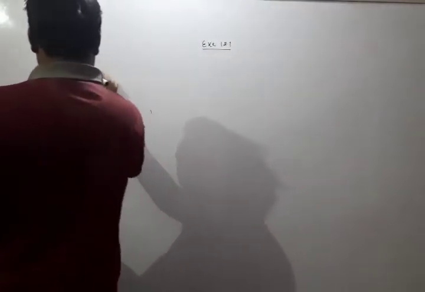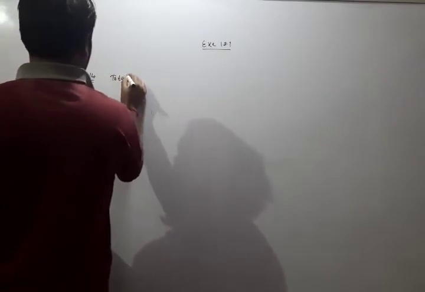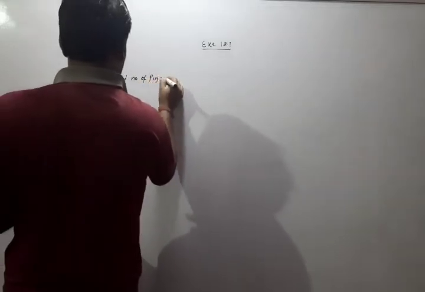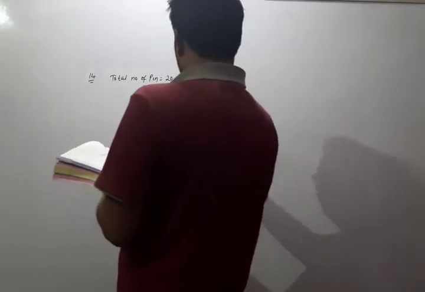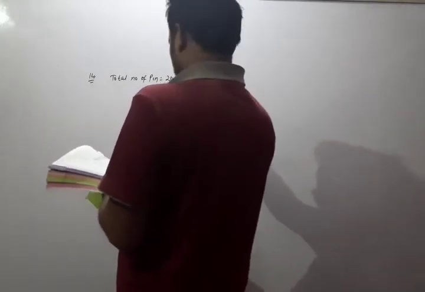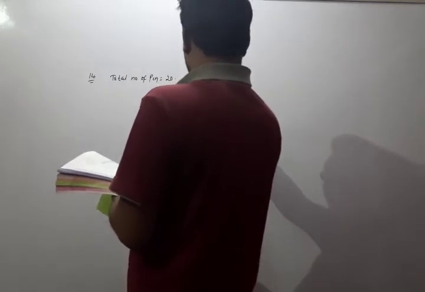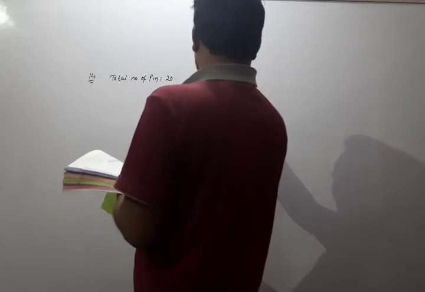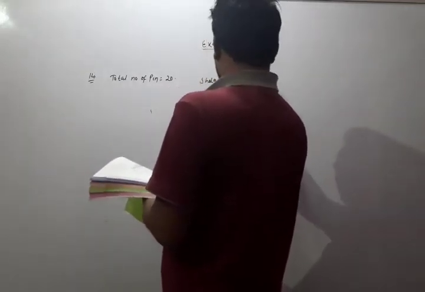What is said? Total number of pens is 20, and you have to divide between Sheila and Sangeeta in the ratio of 3:2.